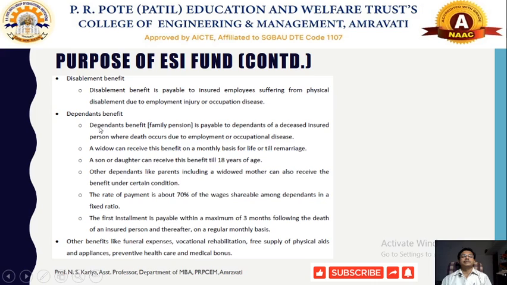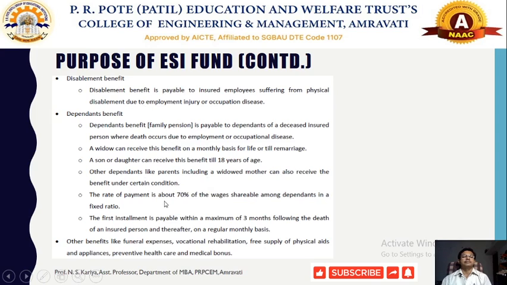That benefit will be provided to the dependents in the form of family pension if the person has been deceased. Even the widow will get the dependent benefits on a monthly basis till her remarriage. A son or daughter will get it till he or she completes the age of 18 years. And other dependents registered under that ESIC scheme will also get the dependent benefits.